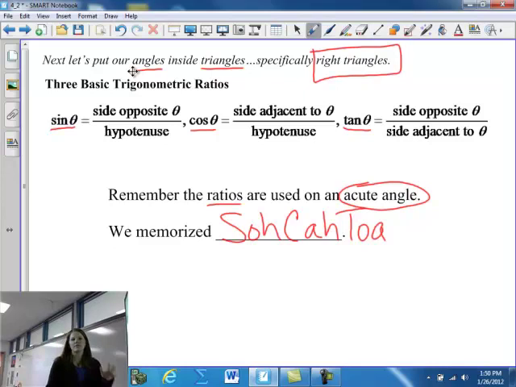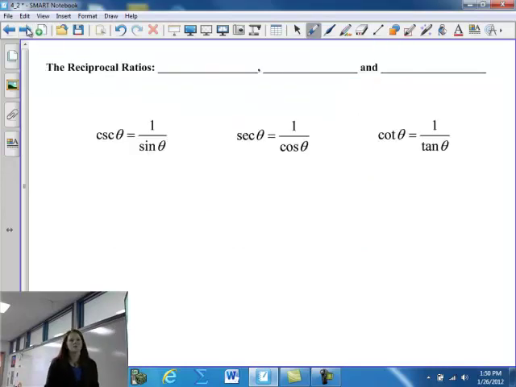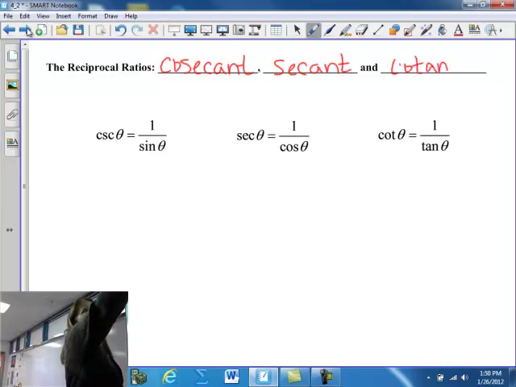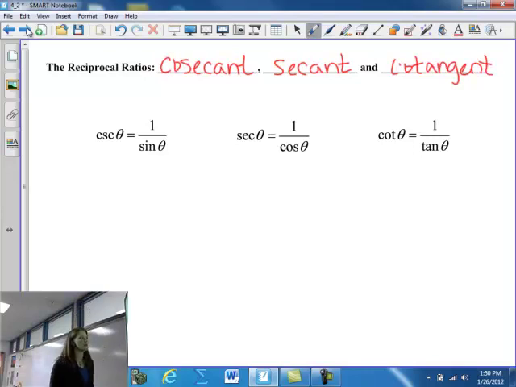Okay, we need to go a step further because this is pre-calculus, so we need to stretch you a little bit. Besides those three ratios, we have the three reciprocal ratios. So we have the cosecant, we have the secant, and we have the cotangent. Okay, so these are new. Pay attention. Cotangent.